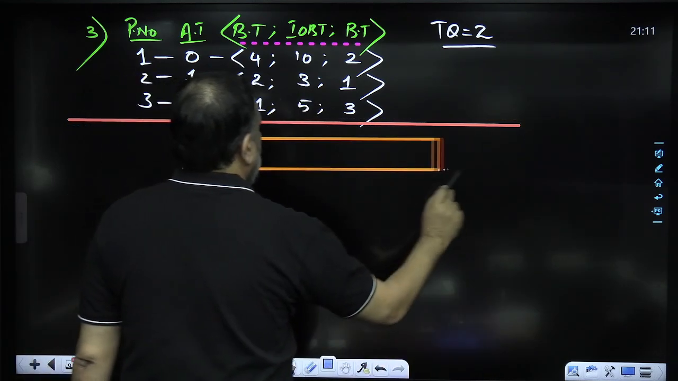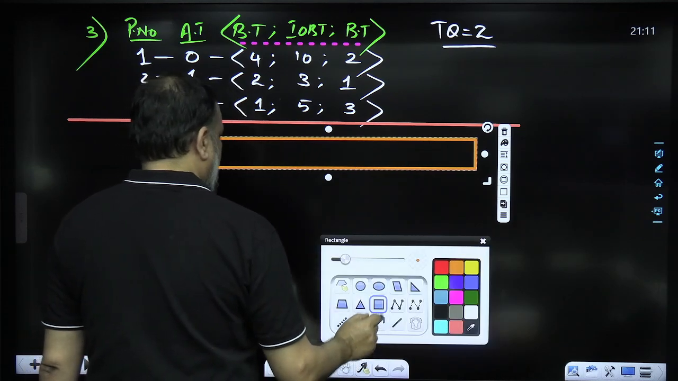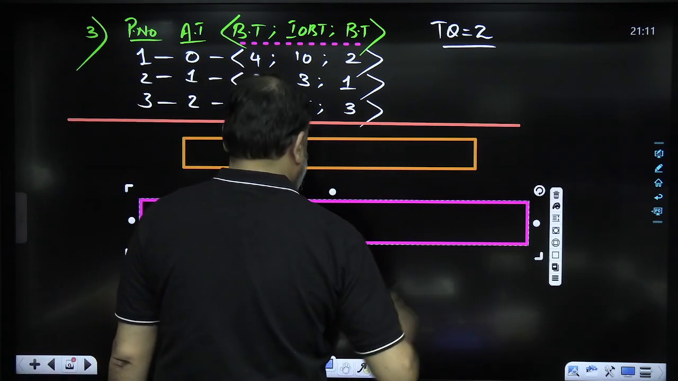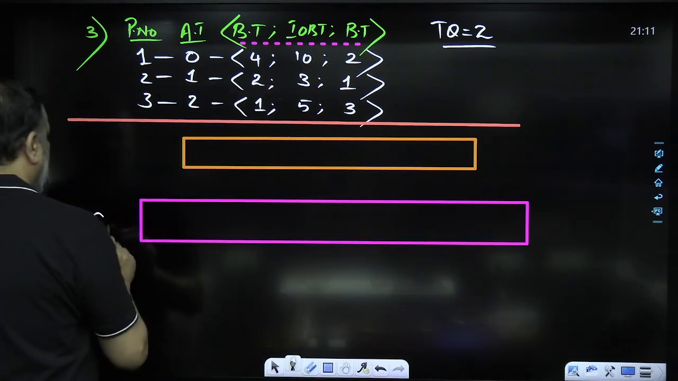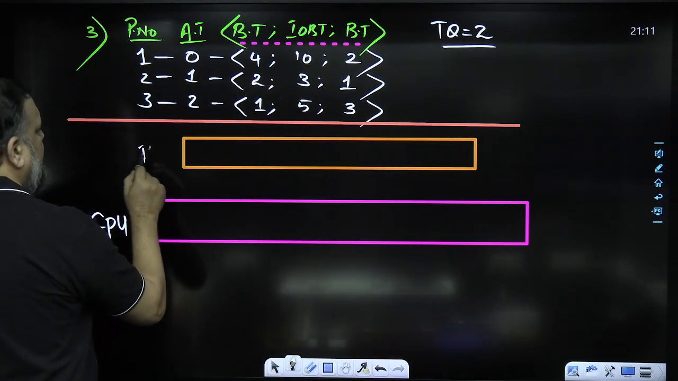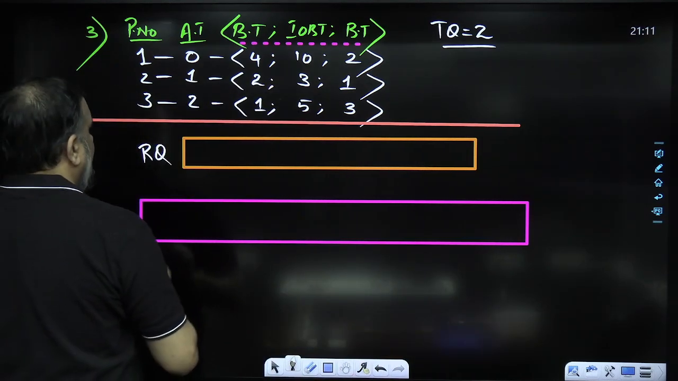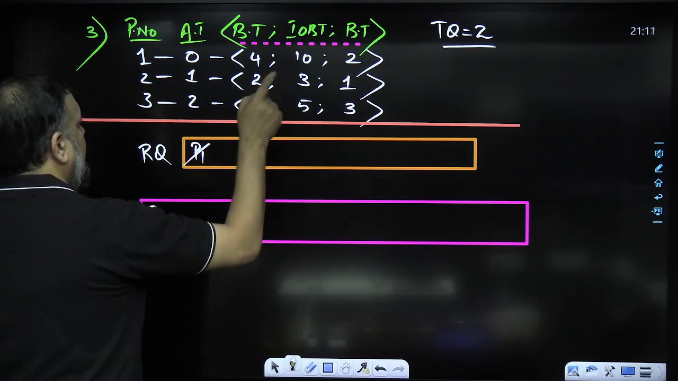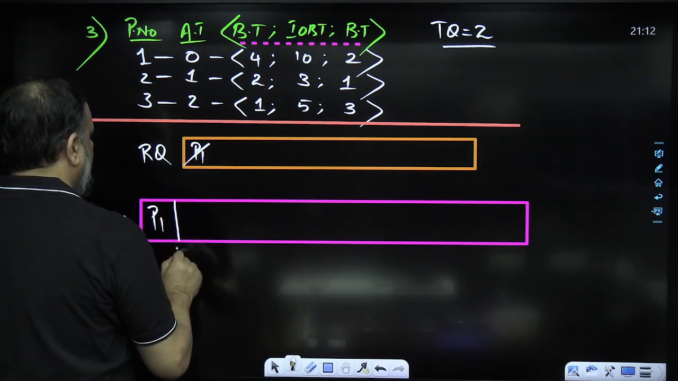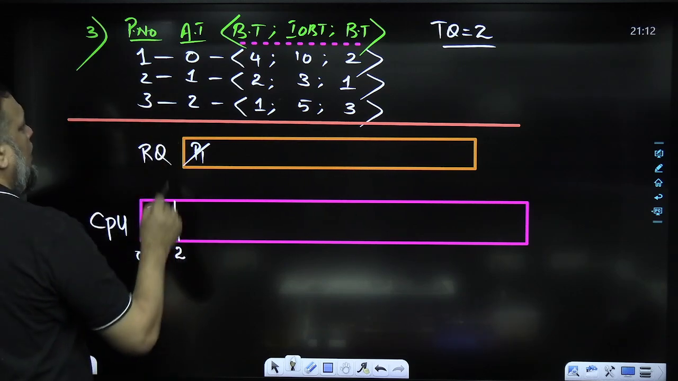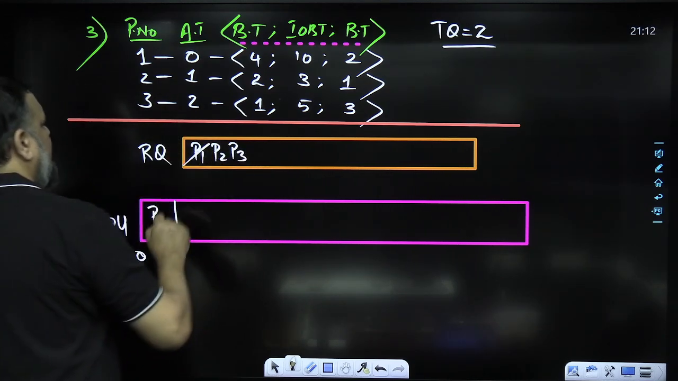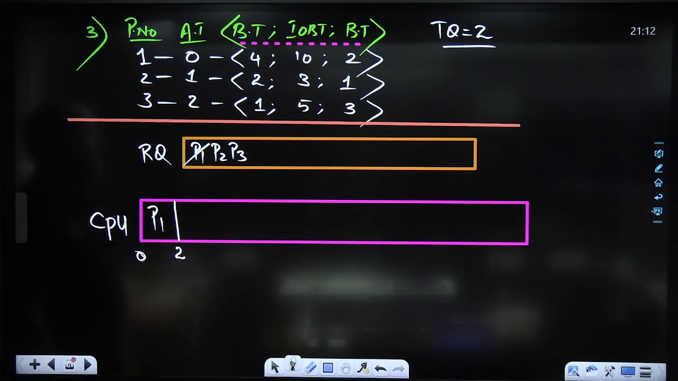So again, as usual, this is our ready queue, and let's say this is the state of the CPU. So this is the CPU and this is the ready queue. At time 0, we could see we have P1. So P1 is going to start the execution with a time quantum of 2 units. Between 0 to 2, the processes have come in the order P2 followed by P3.